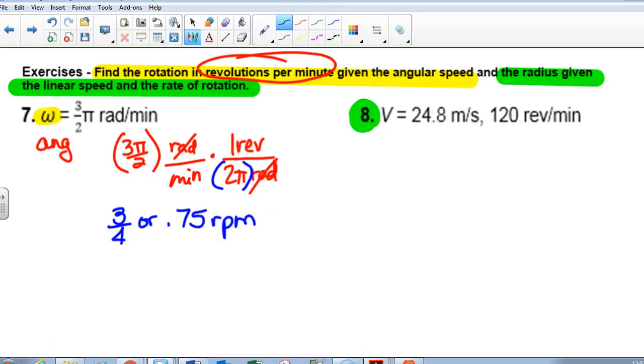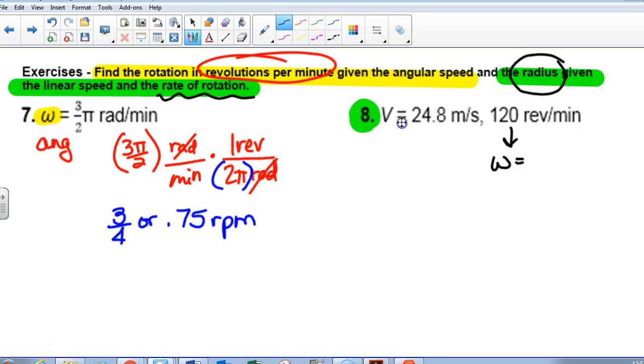All right, starting with number 8, the directions change. It says we are to find the radius given the linear speed and the rate of rotation. And their rate of rotation is the second cousin to angular velocity. It means they're giving us an angular velocity but not in the right units. Okay? So we need to change this and make it into an angular velocity.